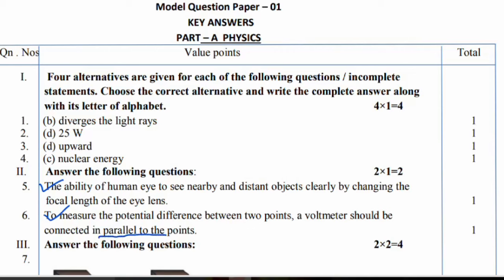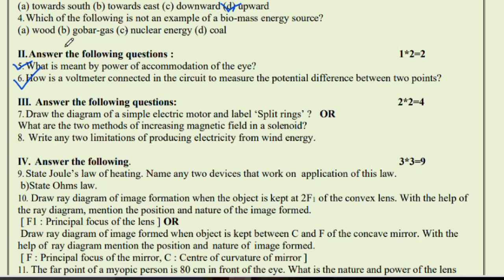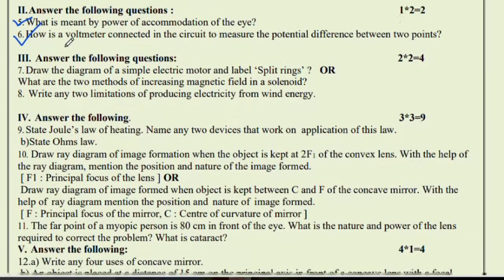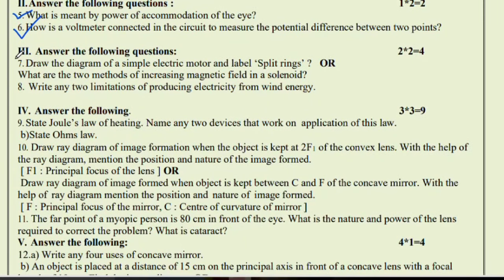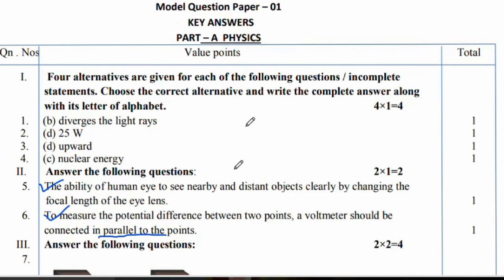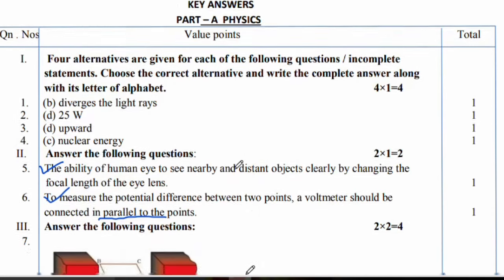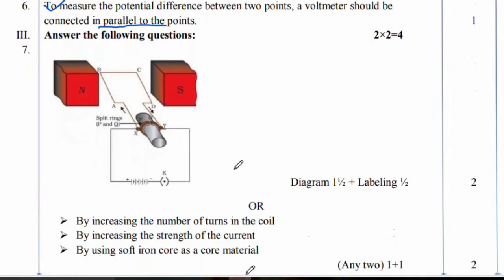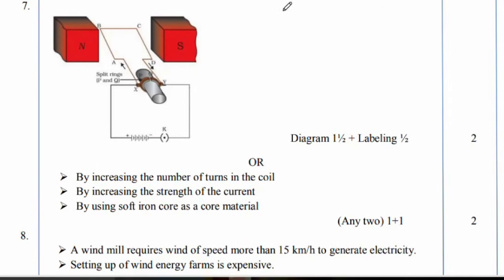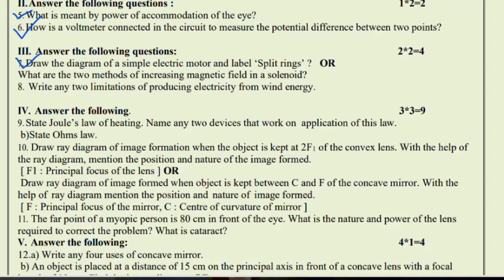Next, third main, answer the following questions. Draw the diagram of simple electric motor, and label the split rings. So this is the diagram, children. You have to practice thoroughly, and along with the labeling also you have to practice, because for the labeling also you will get the marks.